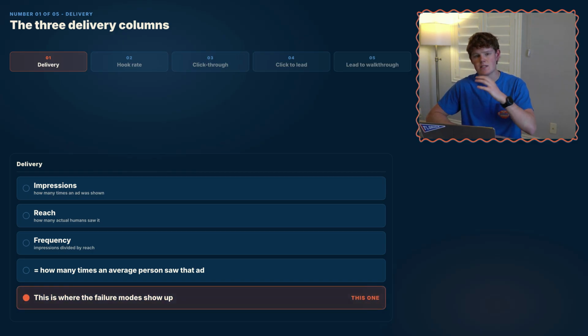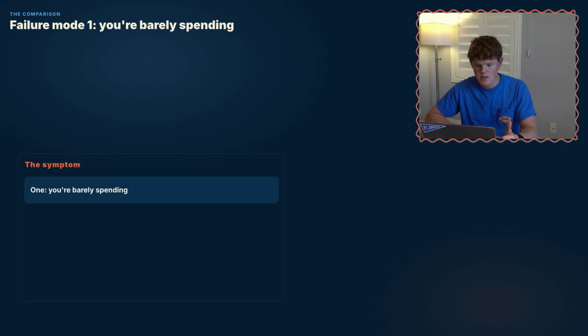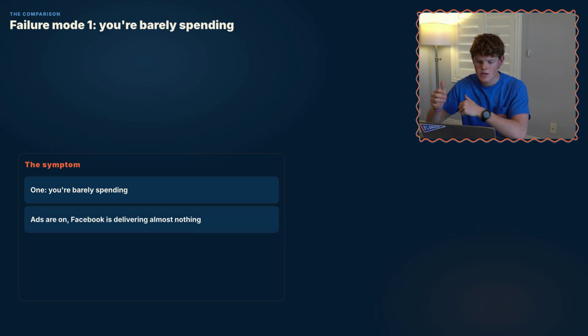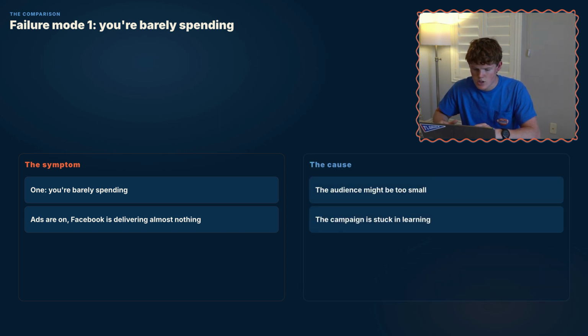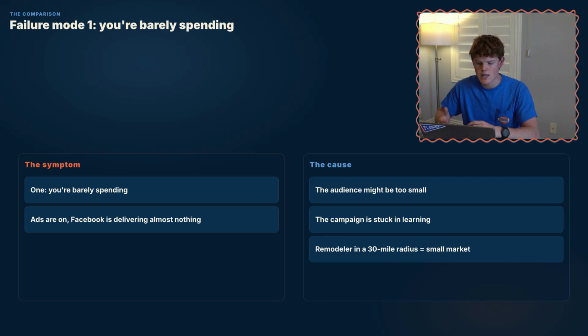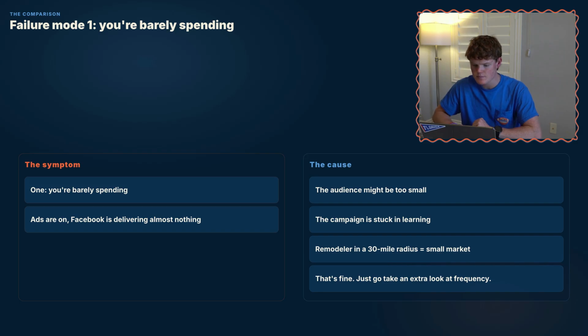And this is where you can see the failure mode. 1, if you're barely spending. If your ads are on, but Facebook is delivering almost nothing because the audience might be too small and the campaign is stuck in learning. So if you're a remodeler in a 30-mile radius, your audience might be small depending on what your market is, and that is fine. That just means you have to take an extra look at frequency.